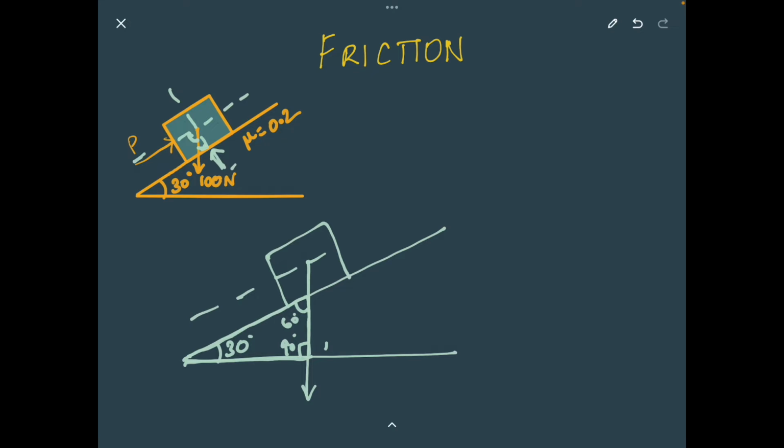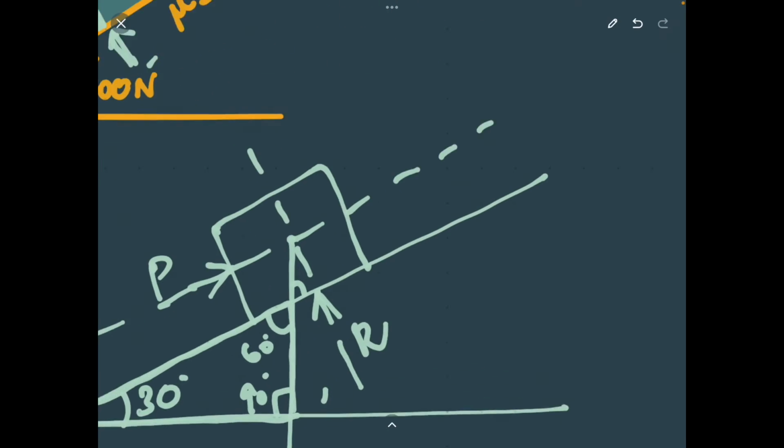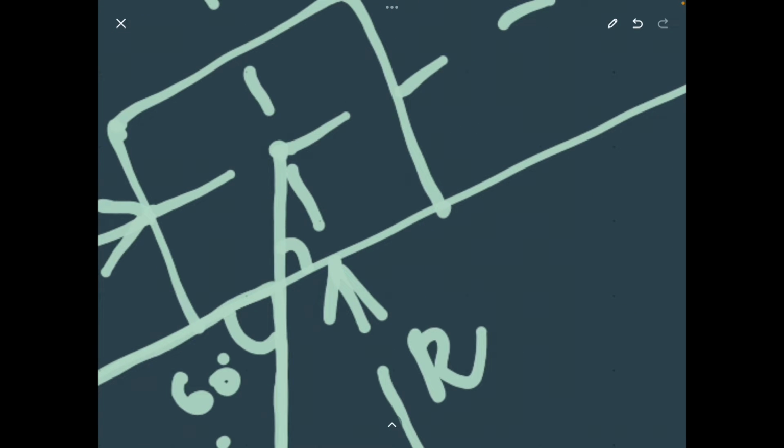And let this be the line of action of the applied force P, and this be the line of action of the reaction force. This will be 60 degrees. And again, when you zoom in a bit, this again will form a right angle triangle. This will be 60, then this will be 30 degrees. And this side will be 60 degrees.